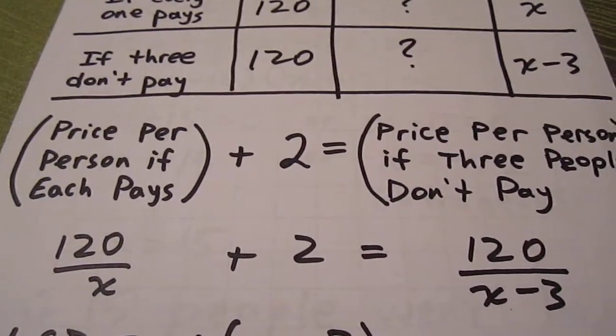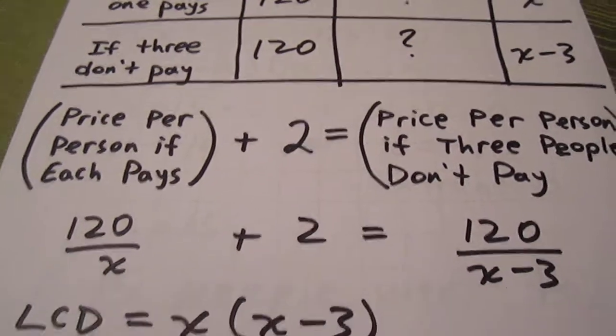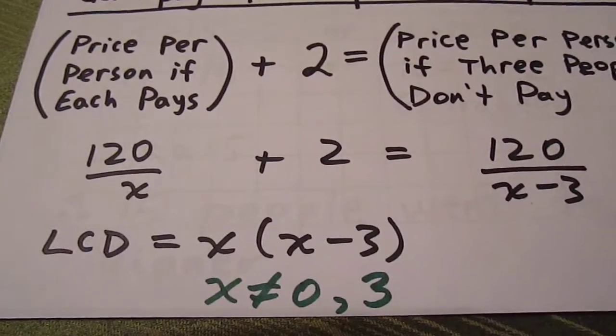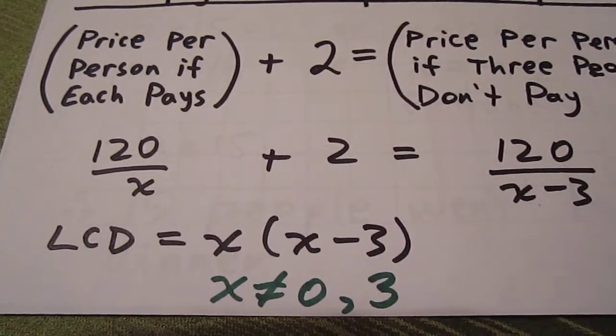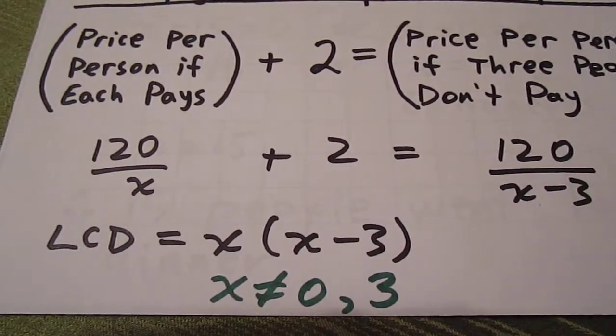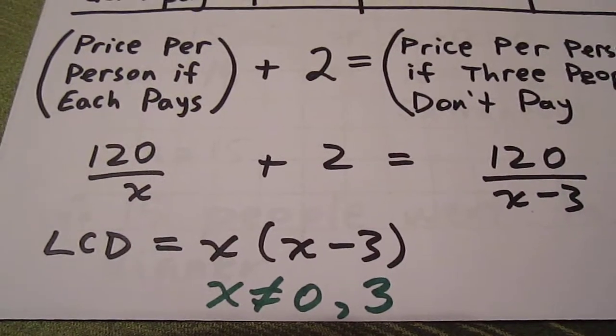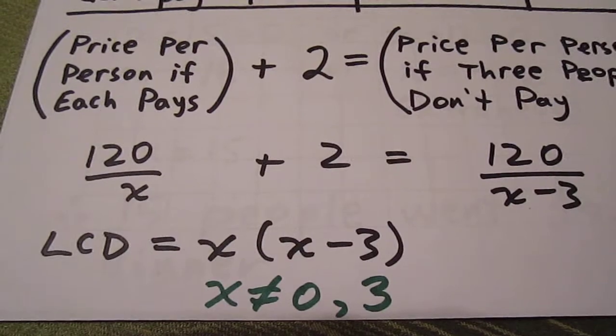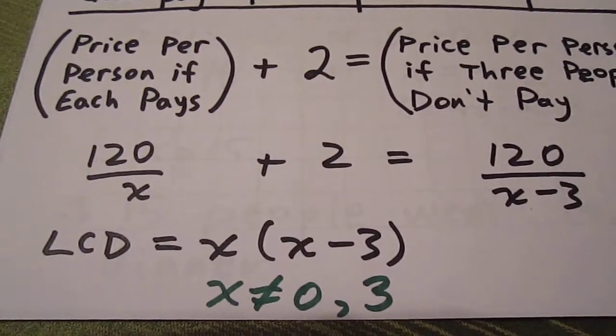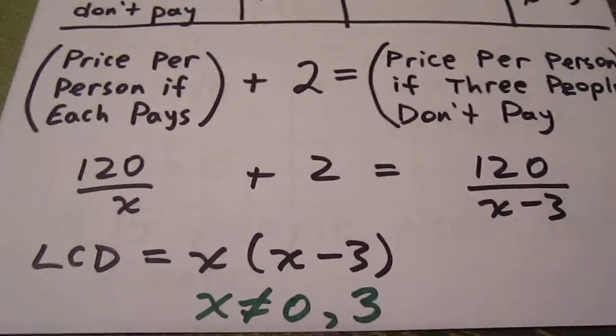We then have to consider what our lowest common denominator is in this case, and it is x times x minus 3. But we also have to keep in mind that x cannot equal 0 and x cannot equal 3. Those are our restrictions. If our final solution conflicts with one of those restrictions, it's not actually a solution. Fortunately for us, that doesn't occur in this case.